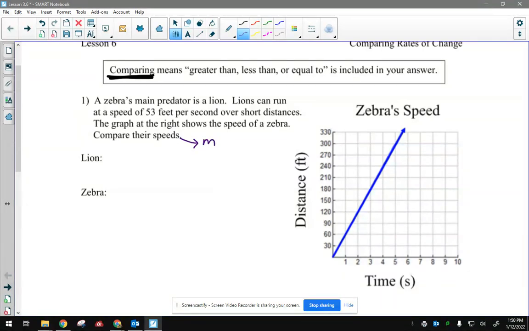Oh, well, the lion's easy. What's the lion? 53, yeah. That one's easy. So this one's rate of change is 53 feet per second. A lot of times when we write things in math and science, we use that slash means per, okay? Now we need to find the rate of change for the zebra, which is given in a graph.